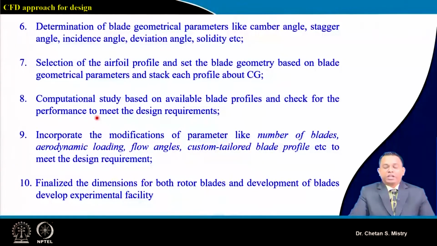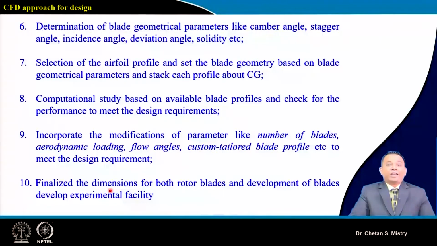Then based on the available profile, initially we took the C4 aerofoil for the design, and later on, as per the requirement, we modified it. This includes incorporation of modifications like number of blades, aerodynamic loading, flow angles, and custom tailored blade profile, etc., in order to meet the design requirements. So this is a systematic way of doing the design. Now this design modification was done by using a computational tool, and that's the reason why I am specifically putting this in the discussion.